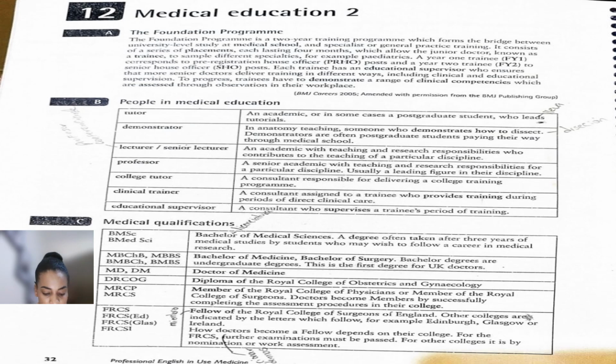FRCS, FRCSI, Fellow of the Royal College of Surgeons of England. Other colleges are indicated by the letters which follow, for example, Edinburgh, Glasgow, or Ireland. How doctors become a fellow depends on their college. For the FRCS, further examination must be passed. For other colleges, it is by nomination or work assignment.